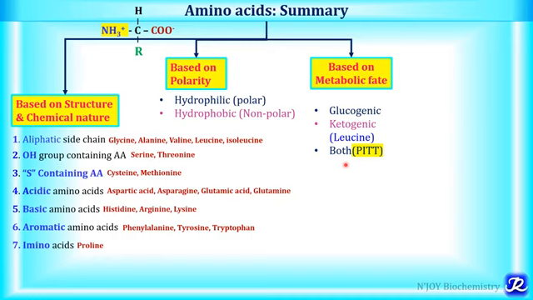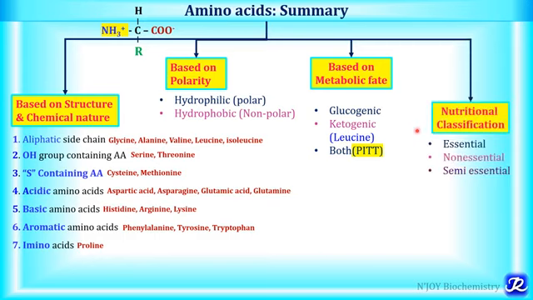So there are four amino acids: phenylalanine, isoleucine, tyrosine and tryptophan. These amino acids are both glucogenic and ketogenic. Leucine is exclusively ketogenic and the rest are glucogenic.